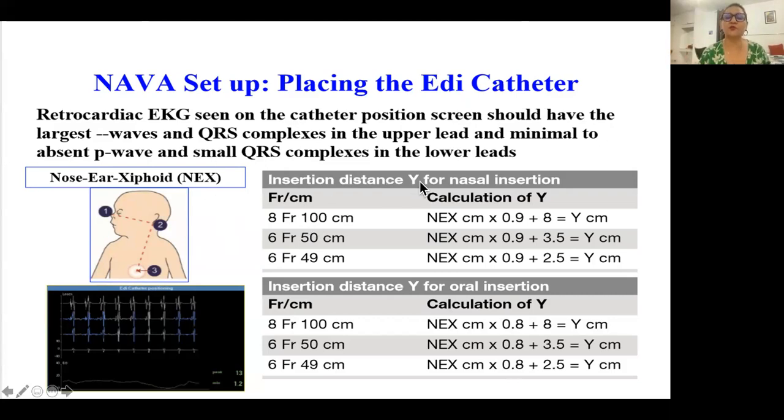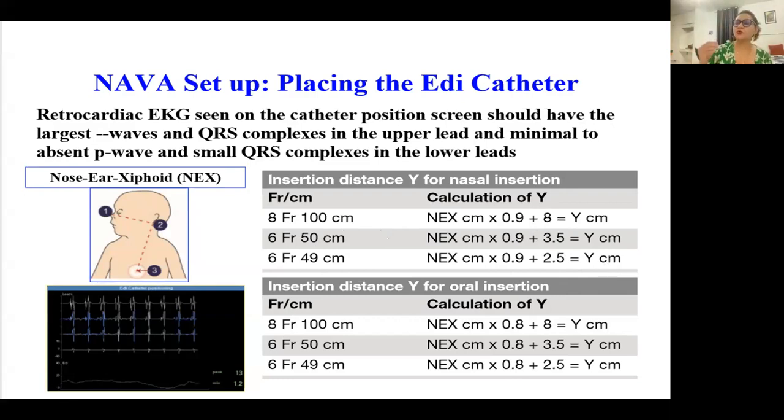If you are doing a nasal insertion, the NEX that you measured is multiplied by 0.9, and NEX into 0.8 is for your oral insertion. This is constant. But what you add would be different for different French catheters. For an 8 French catheter of 100 centimeter, you will add 8 to it. For a 6 French 50 centimeter catheter, you will add 3.5. And for 49 centimeter, you will add 2.5. So this will be the length of insertion to begin with.